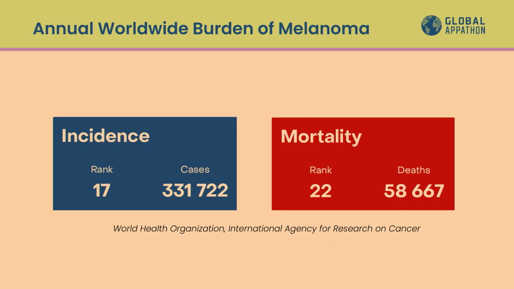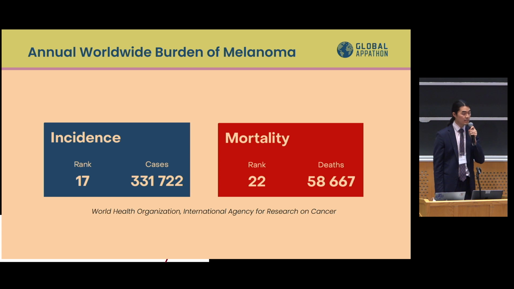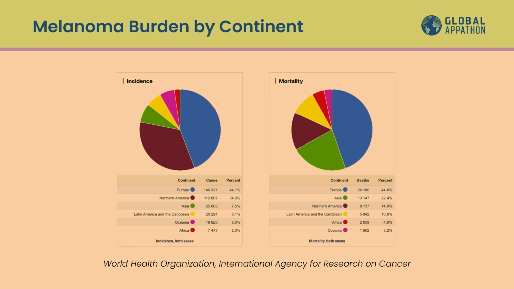And melanoma is a relatively common skin cancer with high incidence and mortality. According to the World Health Organization, across all cancers worldwide, melanoma ranks number 17 with about 300,000 new cases per year, and number 22 with about 58,000 deaths per year. And melanoma is more common in people with lighter skin tones. The majority of cases and deaths occur in Europe, North America, and Asia. For example, there are about 110,000 new cases and 8,700 deaths per year in North America. In the United States, melanoma is the 6th most common cancer.